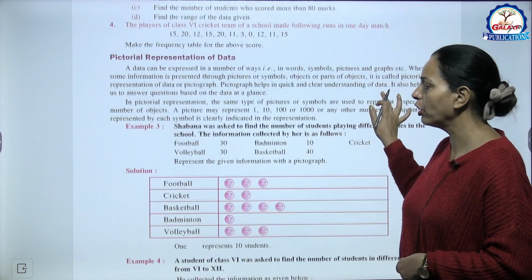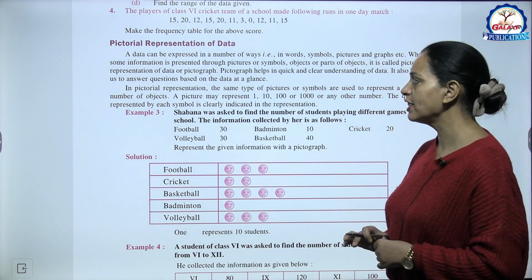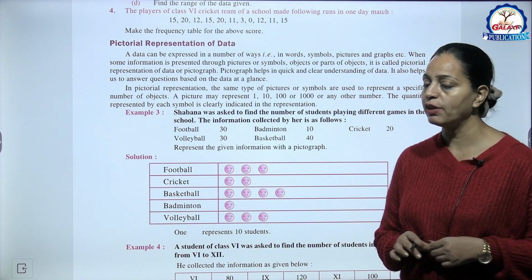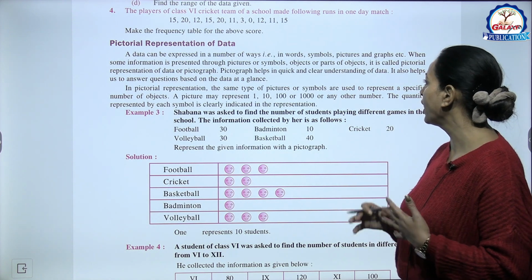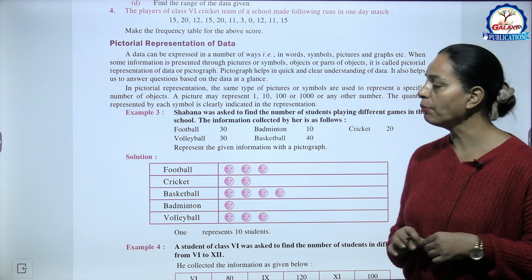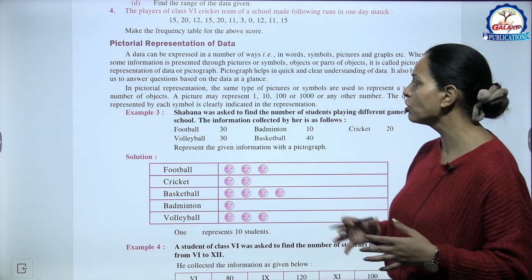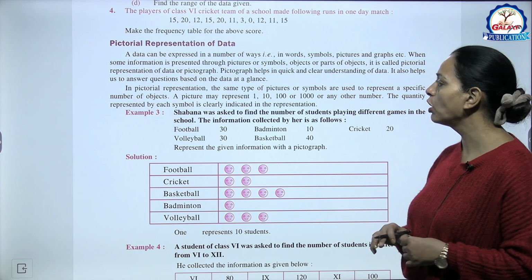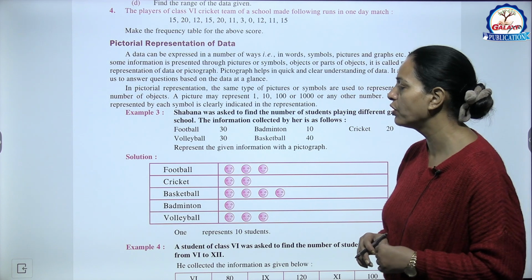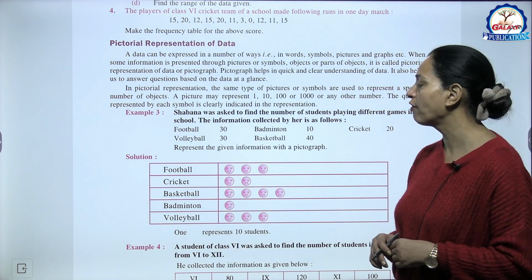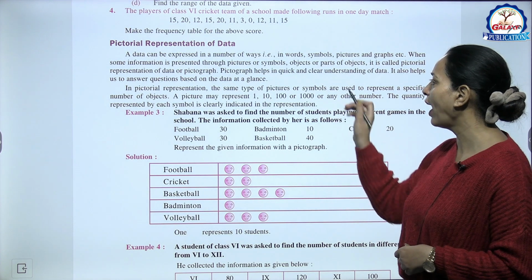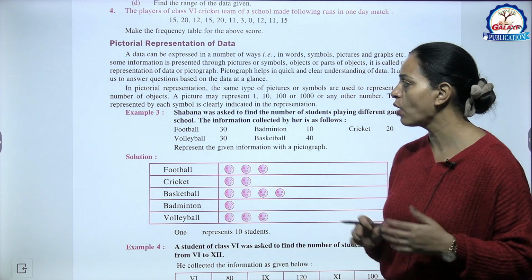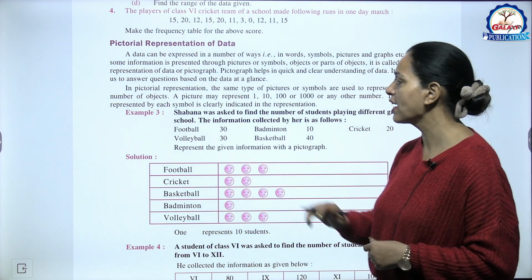Now the next we are talking about pictorial representation of data. A data can be expressed in a number of ways, that is in words, symbols, pictures and graphs, etc. When some information is presented through pictures or symbols, objects or parts of objects, it is called pictorial representation of data or pictograph. Pictograph helps in quick and clear understanding of data. It also helps us to answer questions based on the data at a glance.